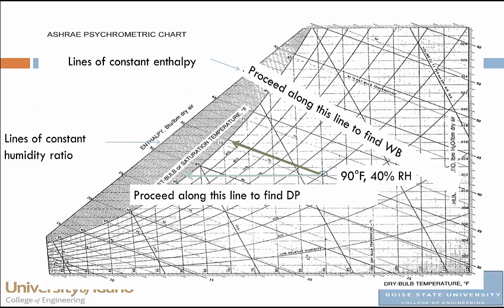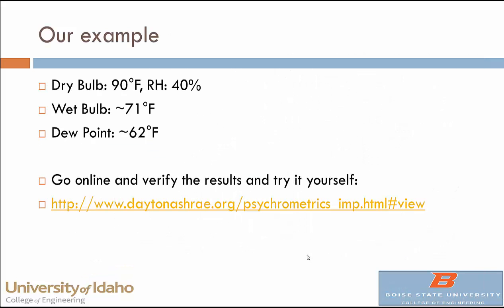So the dew point's a lot lower than the wet bulb. Wet bulb's around 71, dew point's around 62-ish, right? So that's the results of this. So it's worth taking the time to really get this straight in your head, because sooner or later you're going to have to look at this again, and you're not going to understand it. You'll have to go through it again.